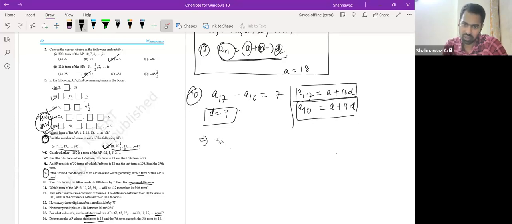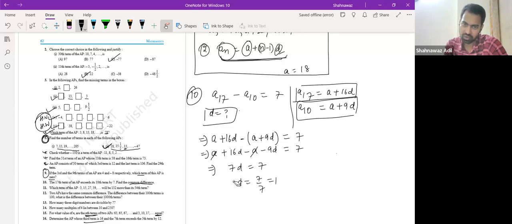So A17 is A plus 16D minus of A plus 9D. So be careful with this bracket. If we break the bracket, this would be minus A minus 9D. So you see that this A will cancel. Then we can calculate 16 minus 9, so this is 7D. So D would be 7 by 7, which is equal to 1. So this was the question.